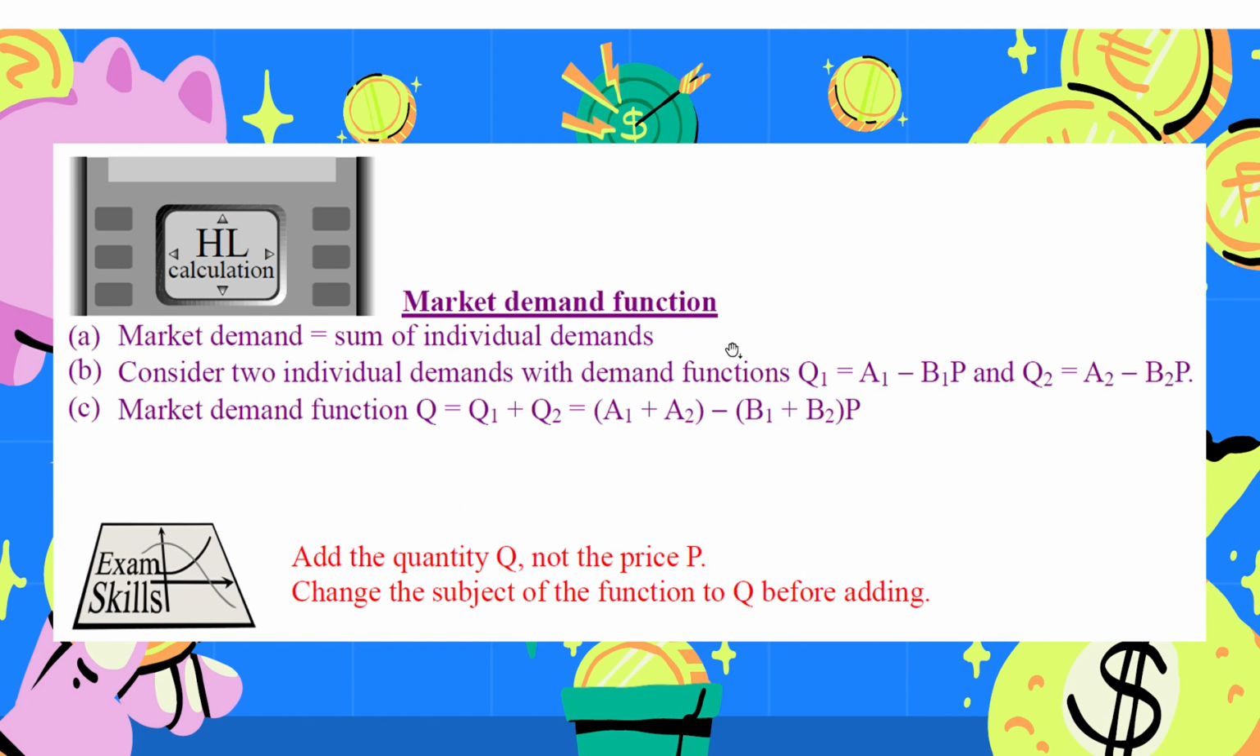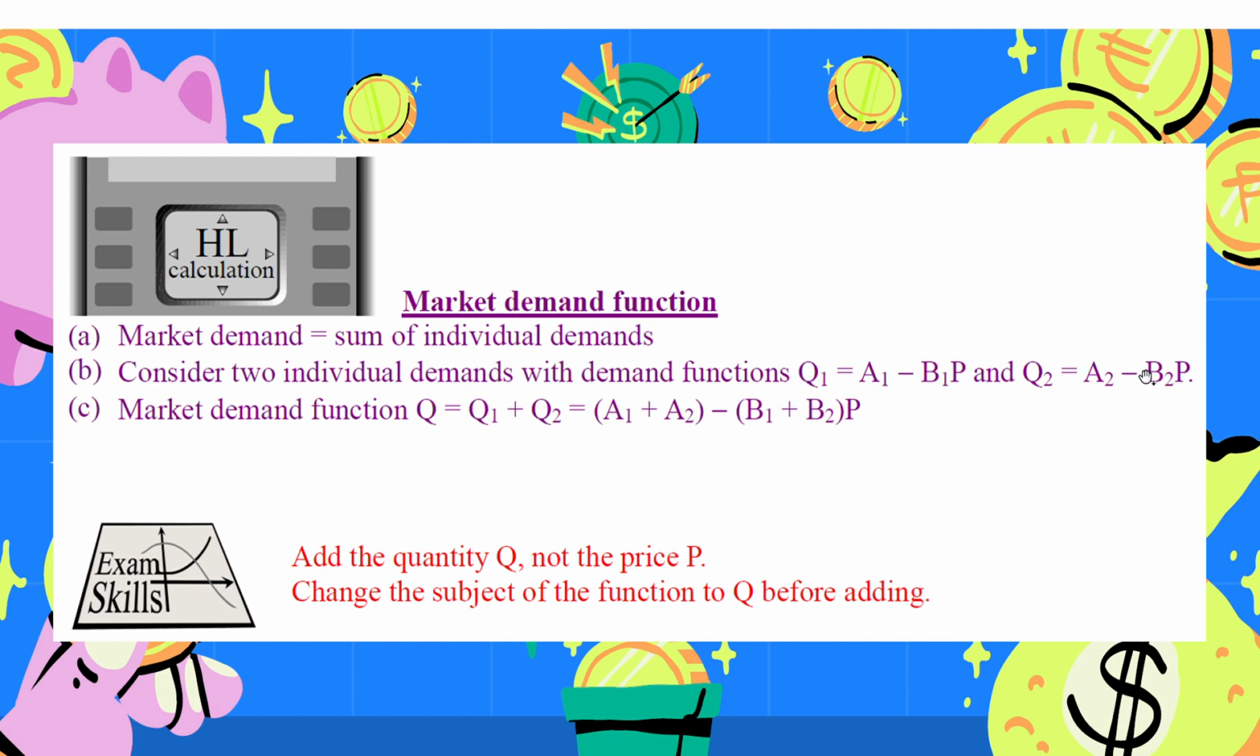And we call it market demand. Market demand is the market demand function. We can illustrate it with a model of two people. The market really has just two people. Market demand is a sum of individual demand. So we change everything to Q, and then add the individual Q's together to get the market Q.